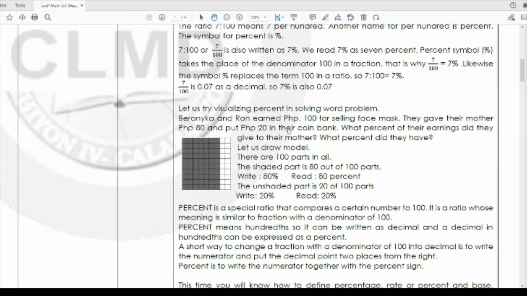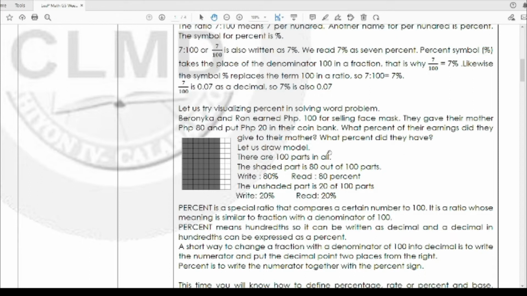Let us try visualizing percent in solving a word problem. Veronica and Ron earn 100 pesos for selling face masks. They gave their mother 80 pesos and put 20 pesos in their coin bank. What percent of their earnings did they give to their mother? What percent did they save?